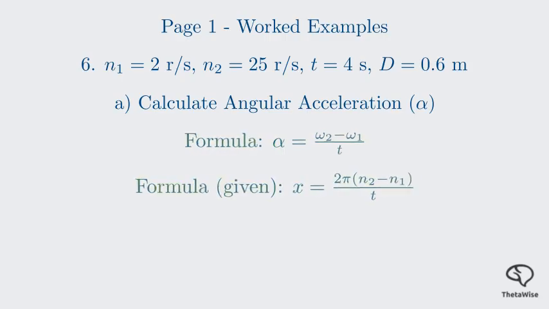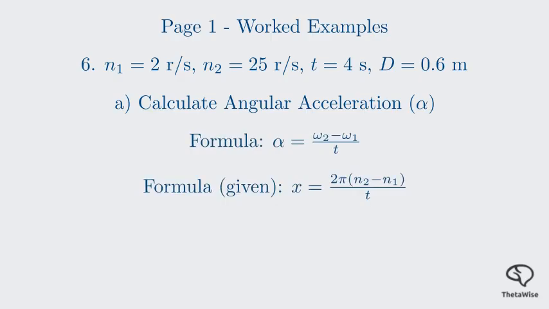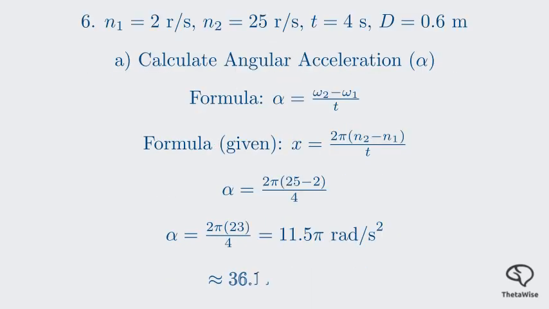The symbol alpha is used here to represent the angular acceleration. Substituting the values, we get alpha equals 2 pi times 25 minus 2, divided by 4. This simplifies to 2 pi times 23 divided by 4, which is 11.5 pi radians per second squared. Calculating the numerical value, we get 36.141 radians per second squared. So, the angular acceleration of the wheel is 36.141 radians per second squared.